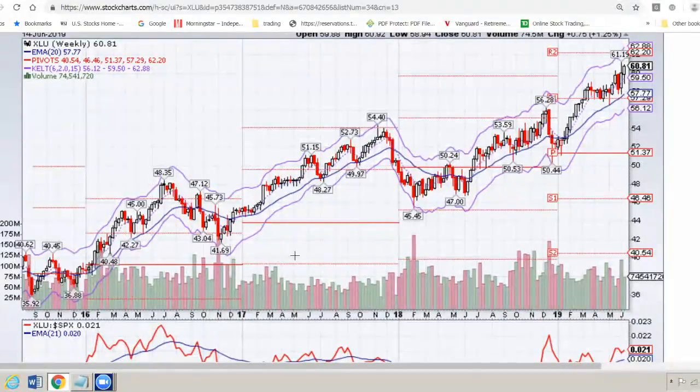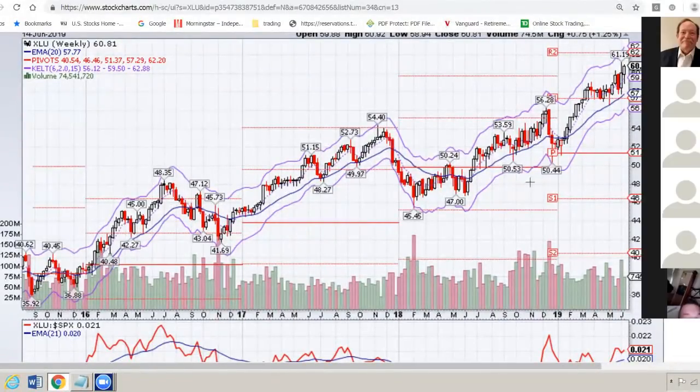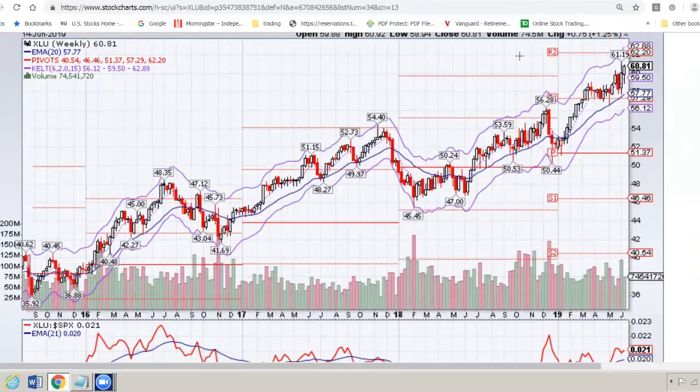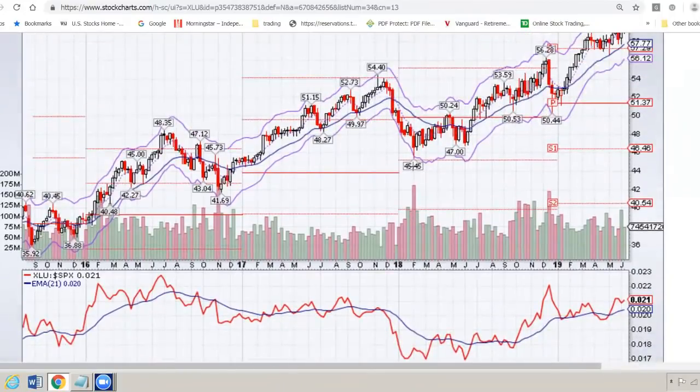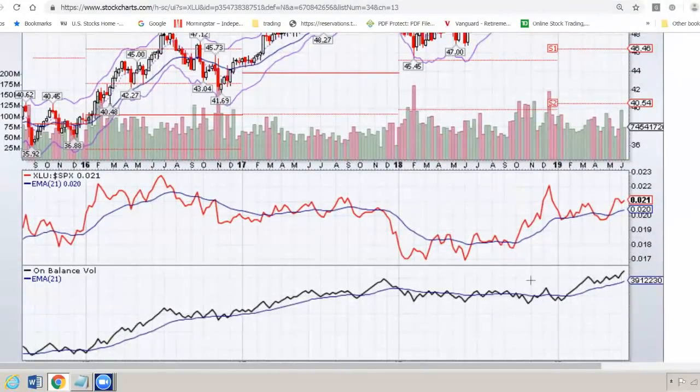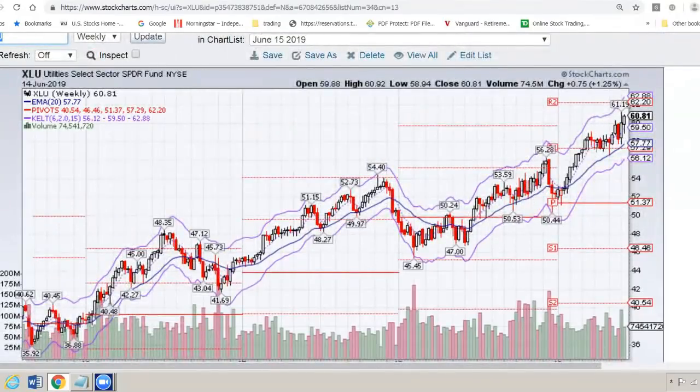So it really takes time and takes effort, but once you start to feel what these numbers are, knowing where these pivot levels are can be quite informative. So anyway, the weekly technical studies on XLU still look pretty good. So I still like the long side here of the market.